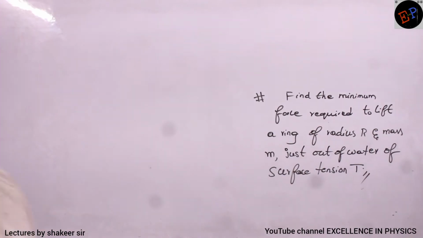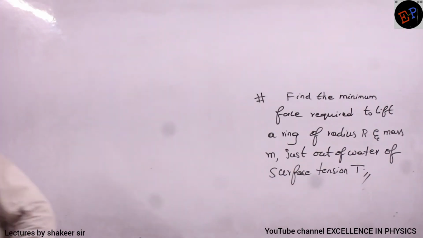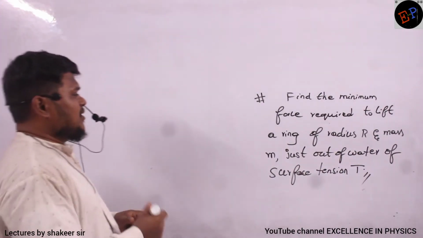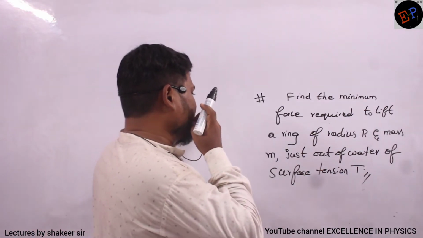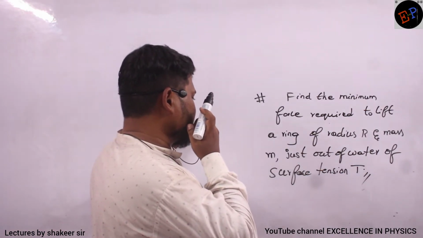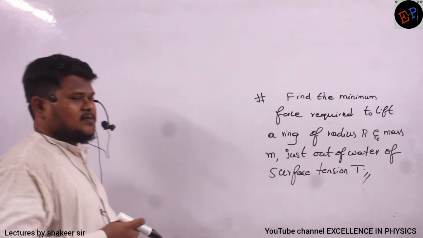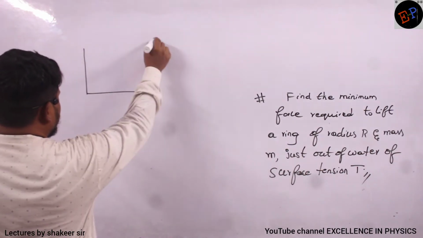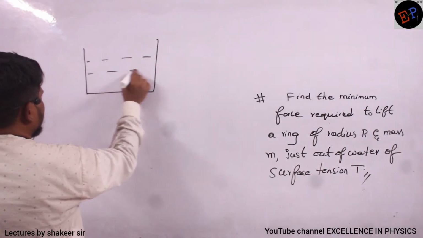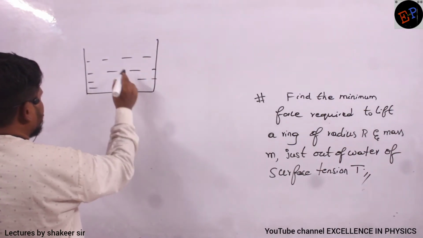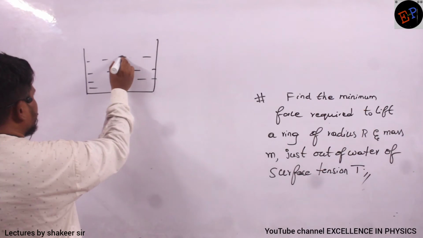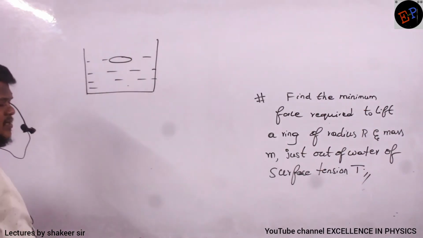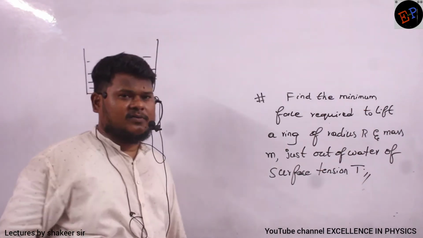Okay, Sima. So find the minimum force required to lift a ring of radius R and mass M just out of water. Surface tension of water is T. So this is a tank in which water is present, and in this water there is a ring which is placed like this. Now this ring I want to lift out of water.